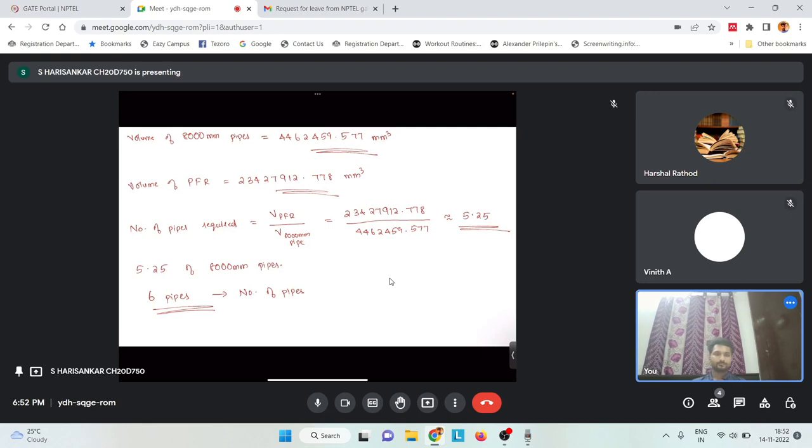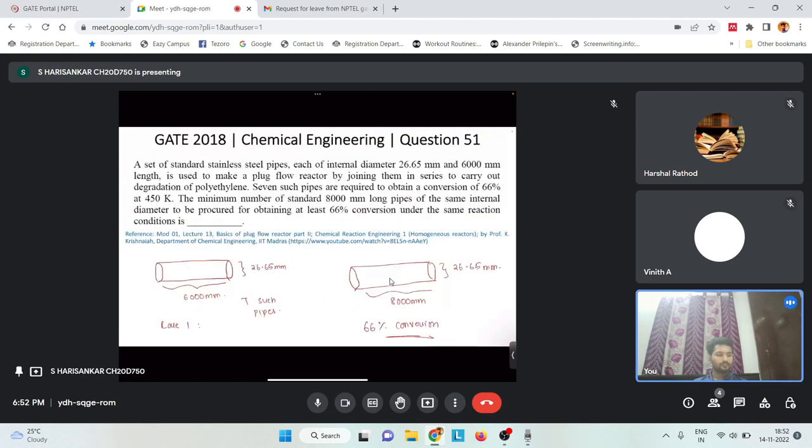Okay. So there is not a lot of CRE concept in this question, to be honest. It is basically simple mathematics in this question. So basically what they have given us is that there are two kinds of pipes that you can use to construct PFR. So case one is where the length is 6000 millimeter, and case two is where it is 8000 millimeter. So if you need 7 such pipes of 6000 millimeter, how many pipes do you need if the length is 8000 millimeter?